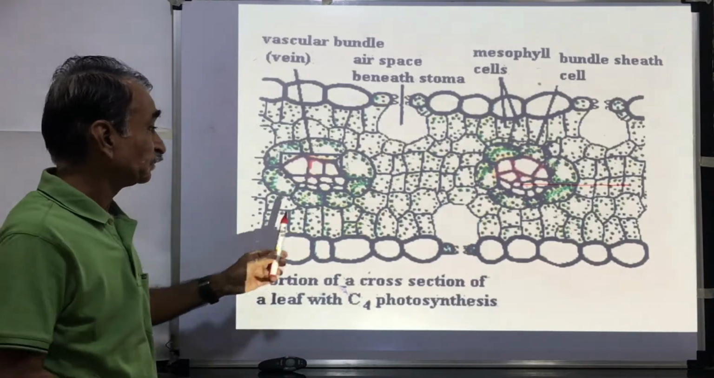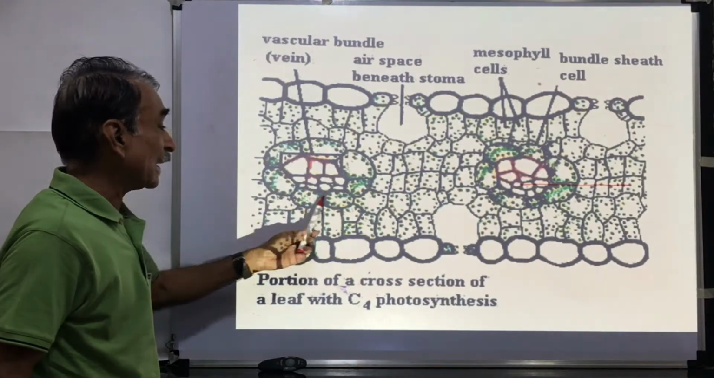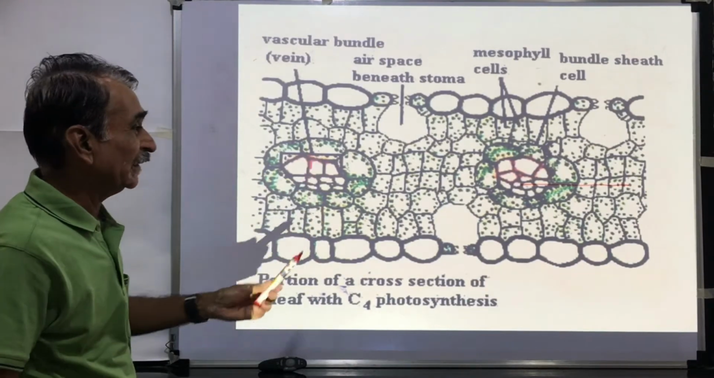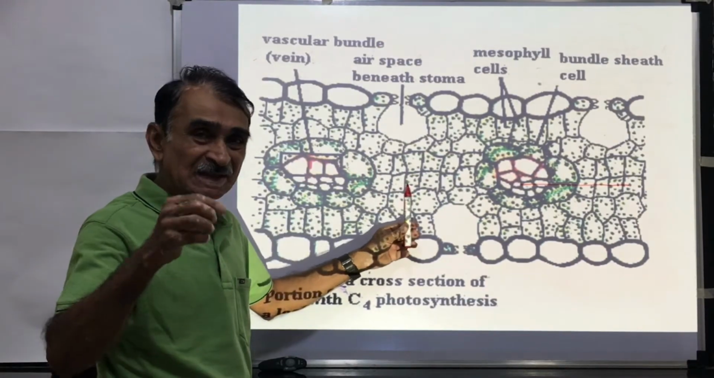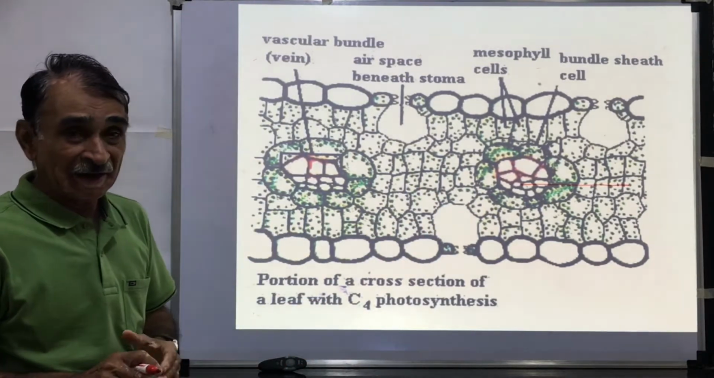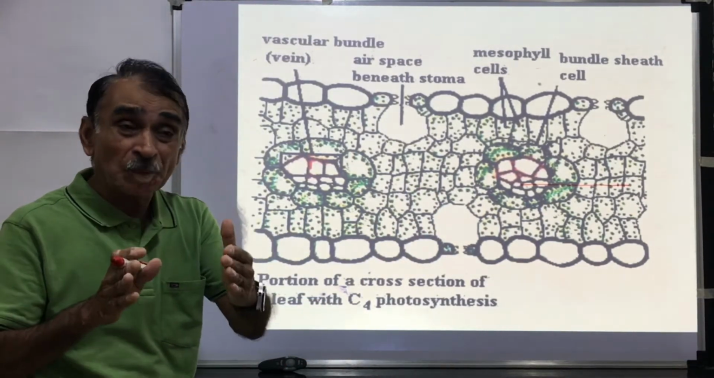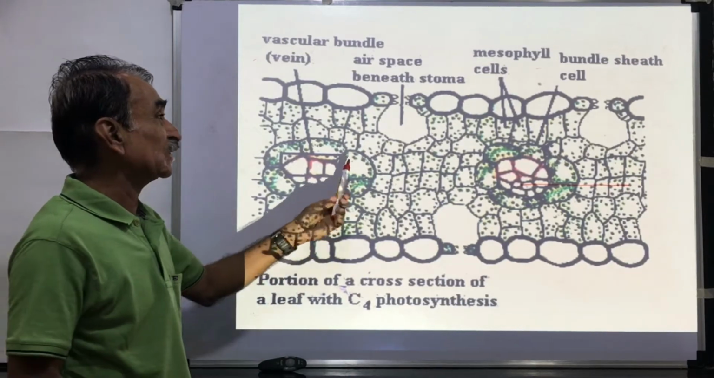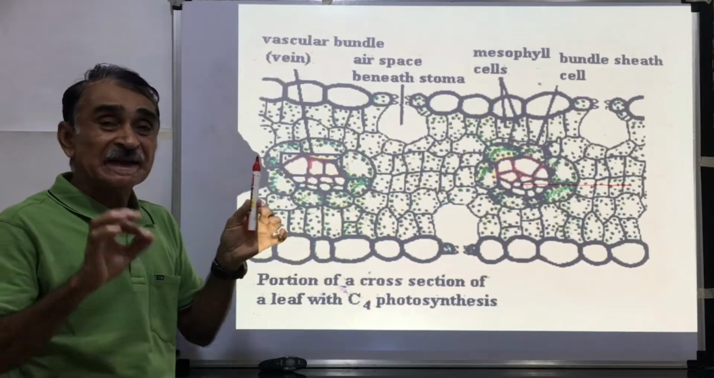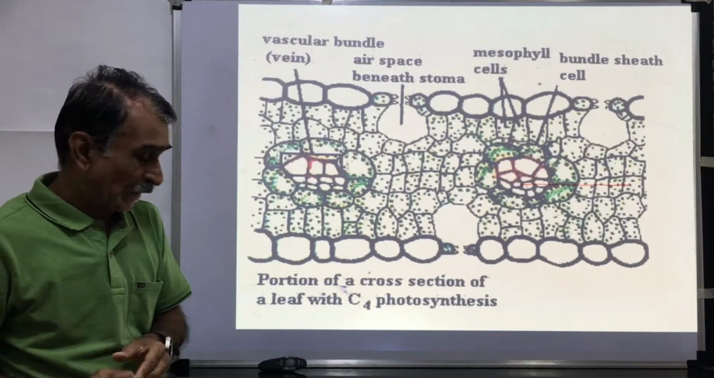You can see here. Bundle sheath chloroplasts are larger in size, but these are agranal, without grana lamellae. Mesophyll chloroplasts are smaller in size. These are granal and these are containing grana lamellae. Thus, there is a chloroplast dimorphism, and this is called as Kranz anatomy. Kranz anatomy is a characteristic feature of C4 plants.